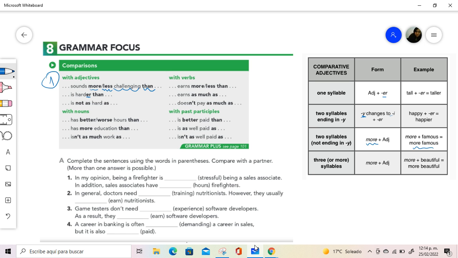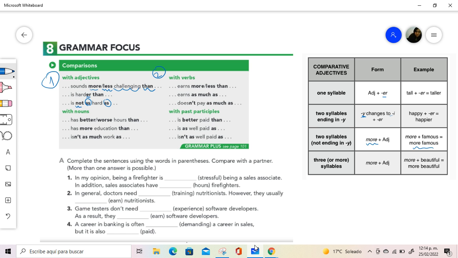And we are working with something that is called equatives. It shows that the characteristic is exactly the same. So we are saying as... as. We can use the negative to say that they are not the same, using adjectives in this case.